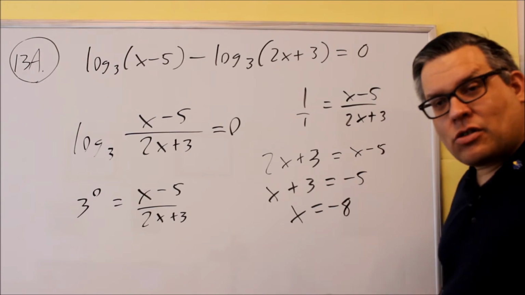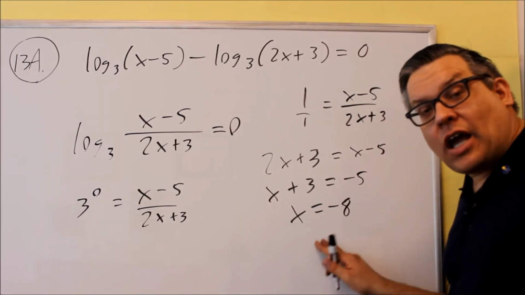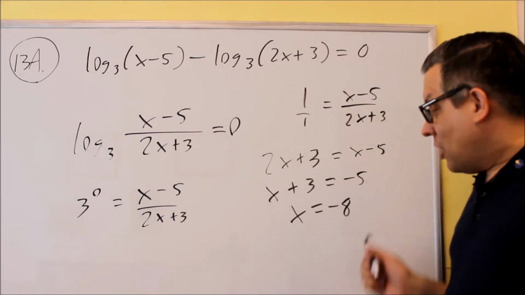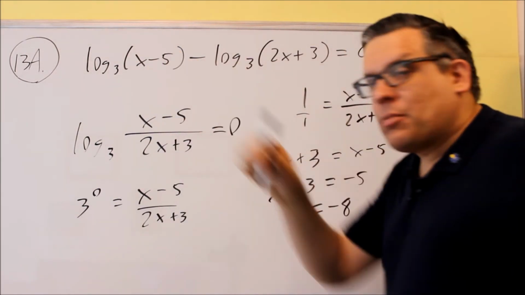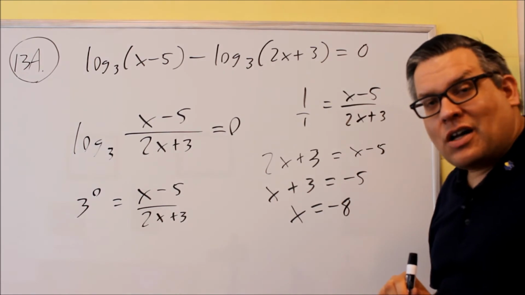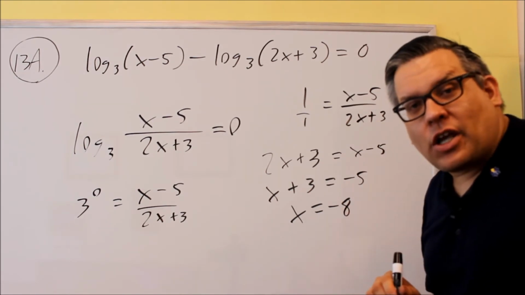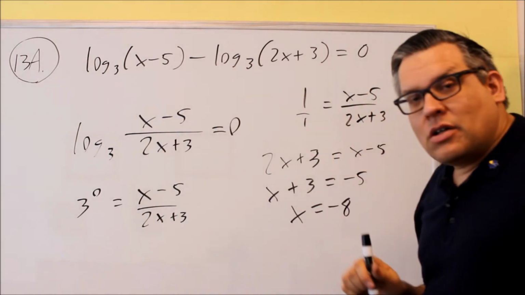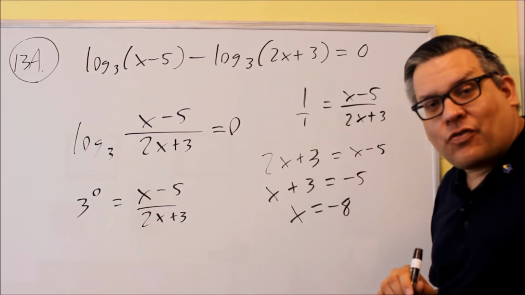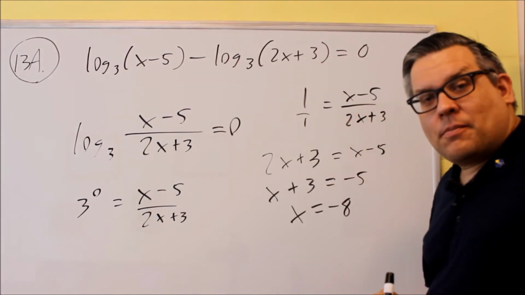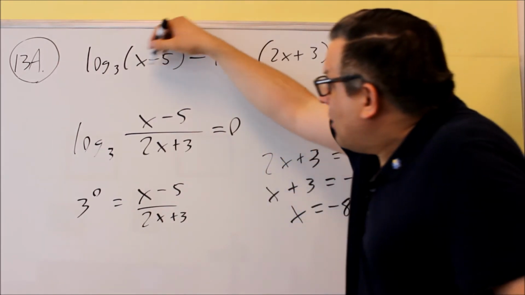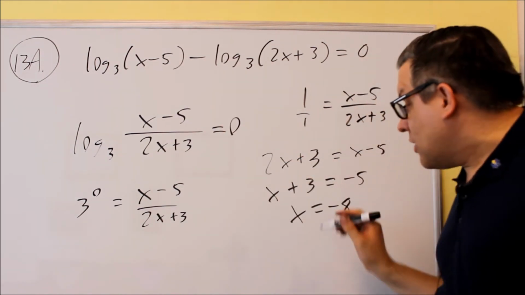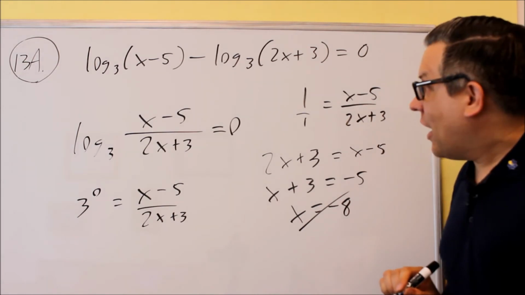Is this the final answer? Wait, you have to make sure the answer that you get, you need to plug it back into the original equation. If you plug this back in and you get a negative number as a result inside one of the logs, then the answer is not in the domain and we can't include that answer. If I take negative 8, plug it into here, I get negative 8 minus 5. That's going to result in negative 13 inside, which I know I can't do. Log of a negative number is not in the domain, so therefore this answer we can't include.